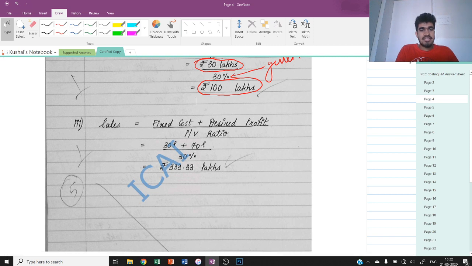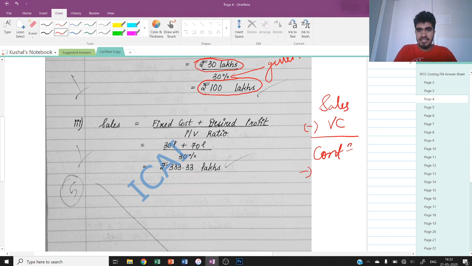The formula for computing sales is what? Fixed cost plus desired profit whole upon PV ratio. How this formula has been derived, it's very simple. If you draw an income statement, it would be sales less variable cost gives me contribution, less fixed cost gives me profit. Okay, so what they have done, they have simply added the desired profit to the fixed cost and divided it by the PV ratio to get the amount of sales.